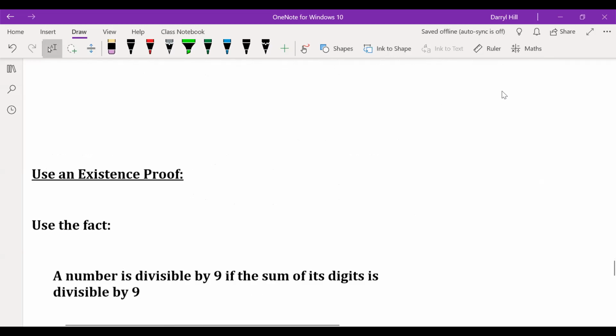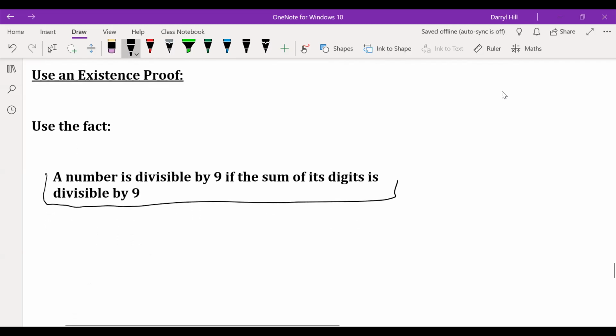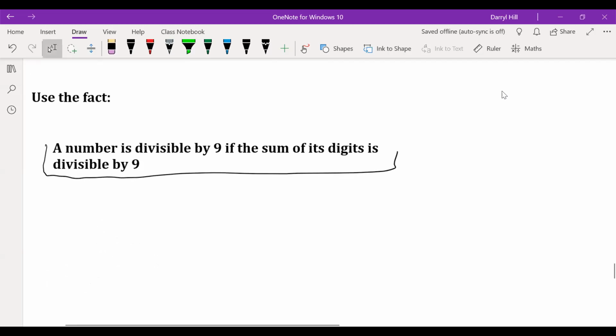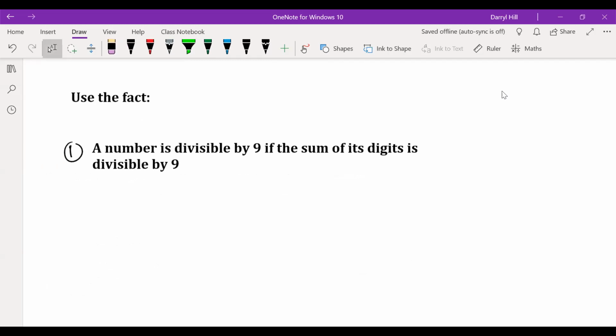So we can use an existence proof. There is this strange fact about numbers divisible by 9. They're divisible by 9 if the sum of their digits is divisible by 9. So we could use this as our first fact. And then we could say, well, we can note that 3 plus 8 plus 7 is equal to 18. And that's just using math.